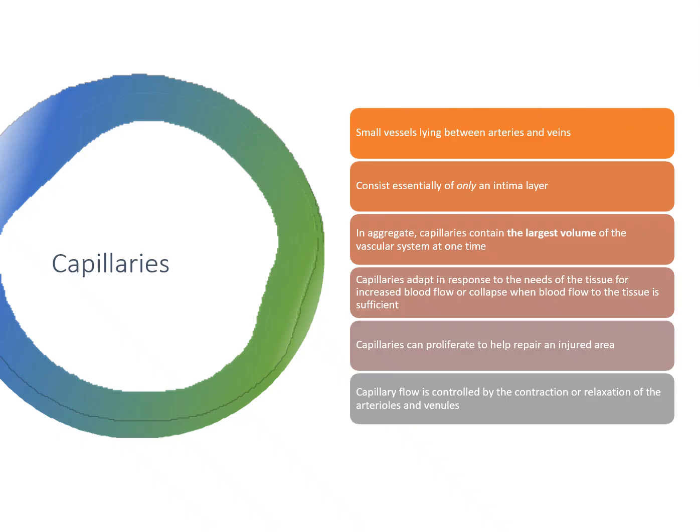Another key concept here is capillary proliferation. Capillaries can grow new branches to help repair injured tissue, a process called angiogenesis. You'll see this in wound healing, granulation tissue, chronic inflammation, and tumor growth. A fun but slightly unsettling fact, tumors are excellent at hijacking angiogenesis. If they can't recruit capillaries, they can't grow beyond a very small size.